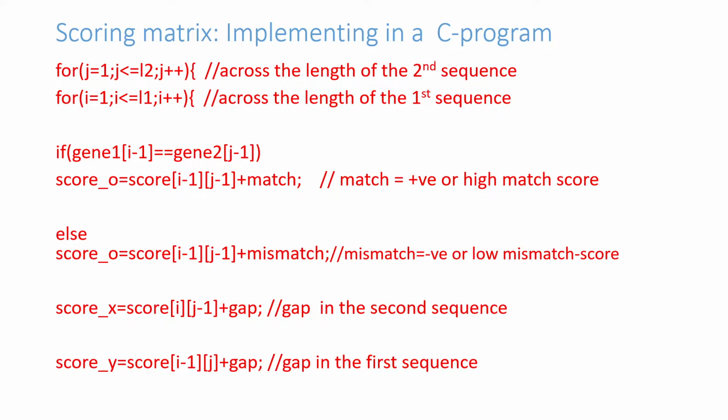Else, if the two letters are not the same, I add the mismatch score to the score of the diagonal cell, and there are two more scores: score x, that is the score from the left cell, and score y, that is the score from the top cell. So we have three scores. The score of the present cell will be one of the three scores.